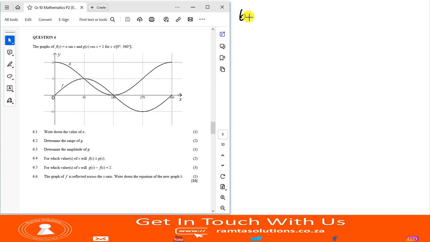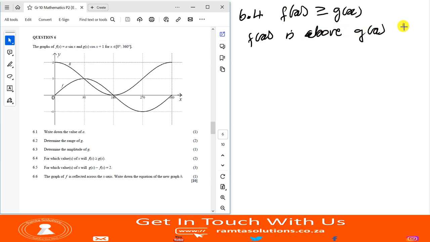Now let's look at 6.4. It says, for which values of x will f of x be greater or equal to g of x? The meaning of this is that f of x is above g of x, and f of x is equal to g of x. Remember, when they say is equal, it means intersect. Let's look at this. This is the first intersection I'm seeing. Look to the left of it.